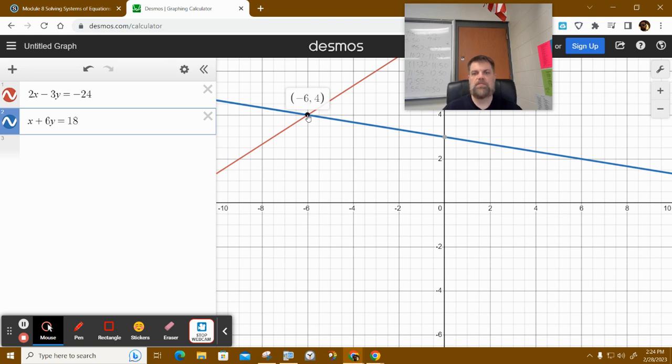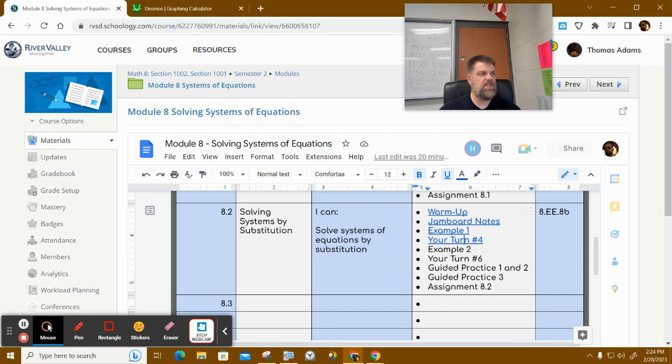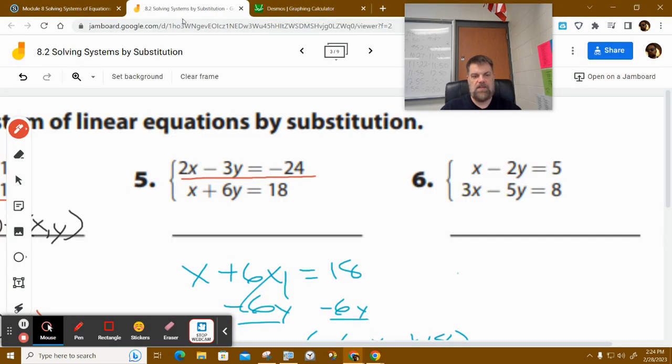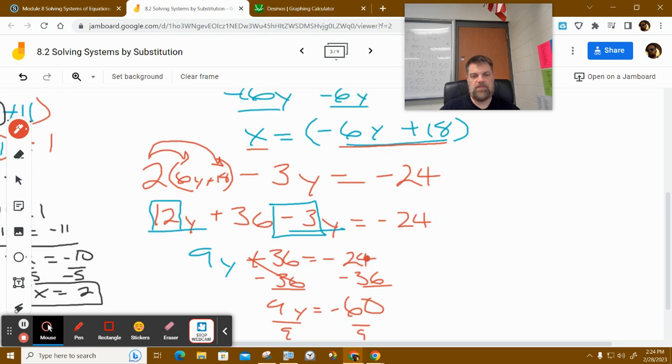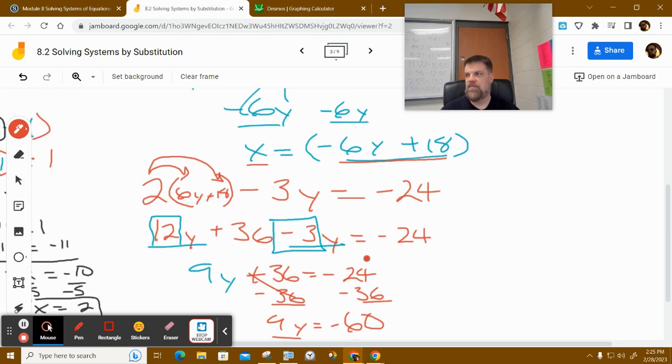What do you notice? Yeah, according to this, it intersects at negative 6 comma 4, right? So that means what? I made a mistake somewhere. I mean, you guys made a mistake somewhere. I said you were helping me. Where's the mistake?